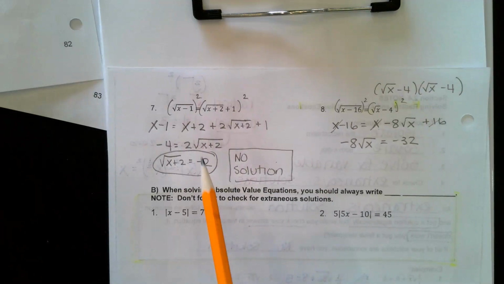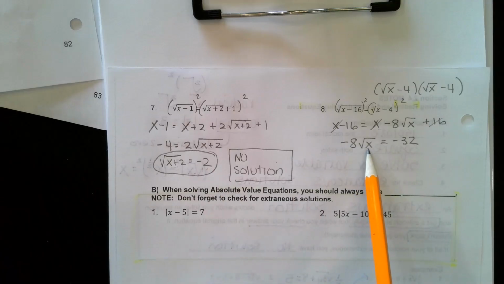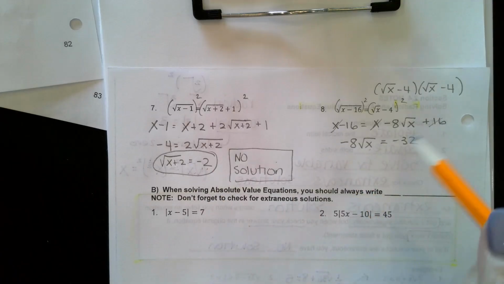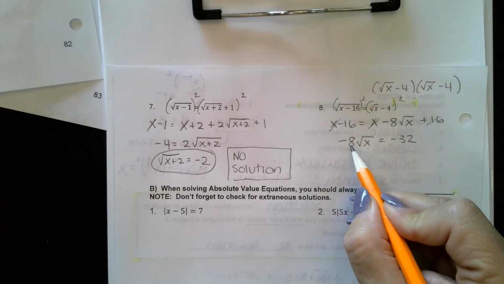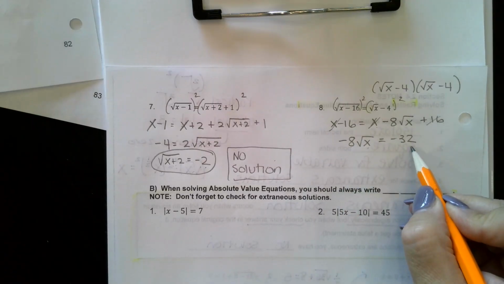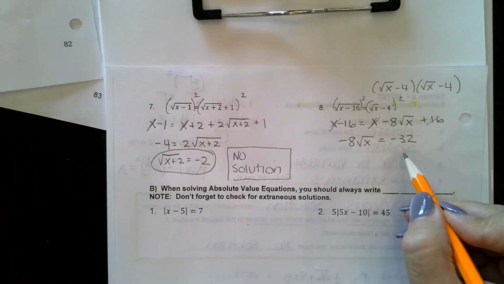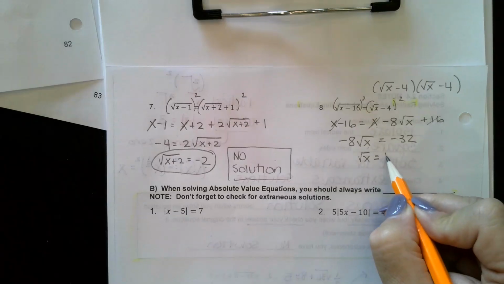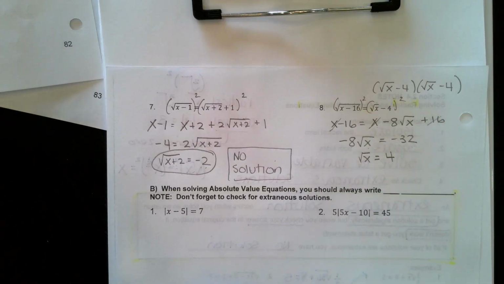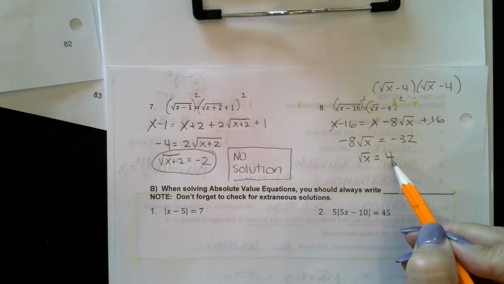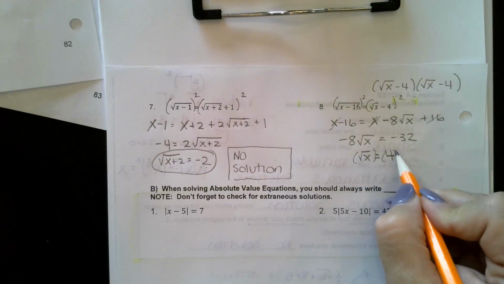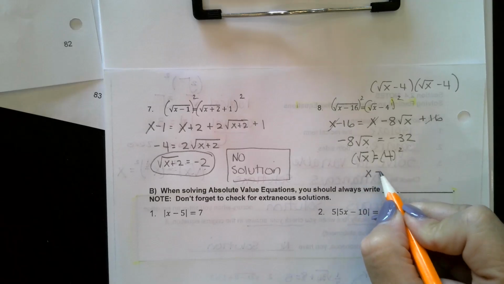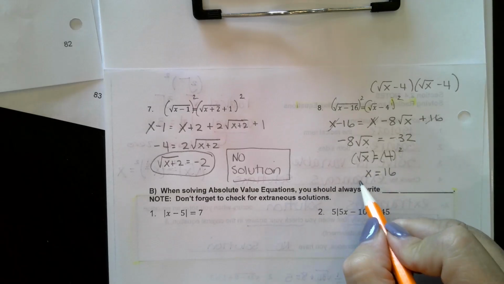Now over here we said, okay, I'm going to stop because there's no number that's going to give me a negative 2, but my radical's not isolated. So if I divide this by negative 8, and I divide this side by negative 8, now I have a negative divided by a negative. So I get the square root of x equals 4. Right? Negative divided by a negative is a positive number. So now I can square both sides, and I get x equals 16.